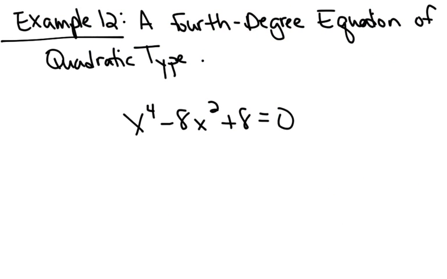When dealing with a fourth degree equation of quadratic type, that means that the first term is x to the fourth and the second term is x squared. What we do is we pretend like it says this, and then we solve the equation. It's just that after we're done solving the equation, instead of making it equal to x, we're going to make it equal to x squared. And the reason that happens is because really we're doing this.